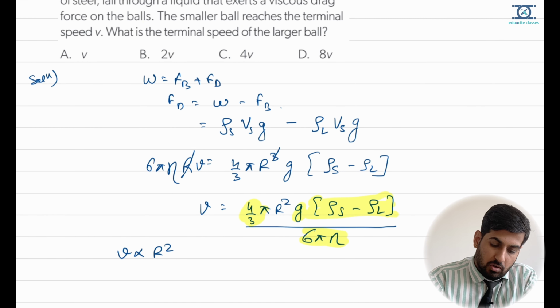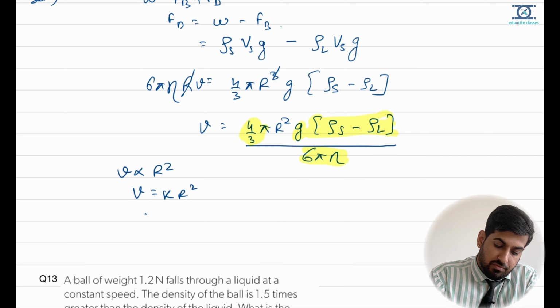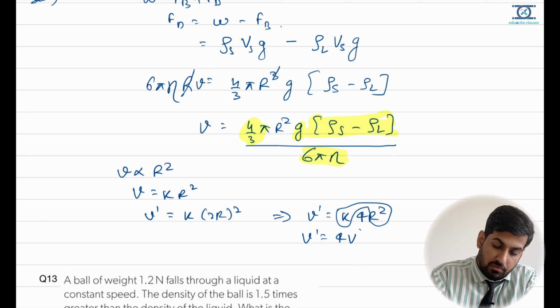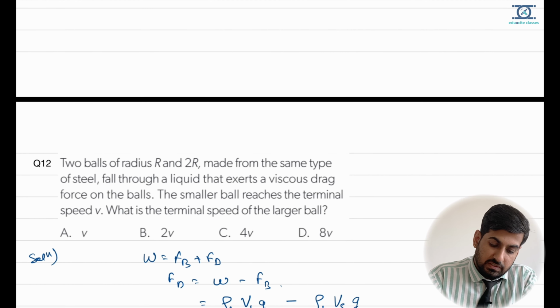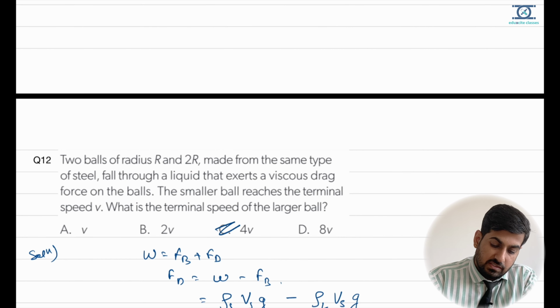So the second ball has double the radius. V is k r square, so V dash will be k times (2r) square. So this will give me V dash as k times 4 r square. So k r square is V, so V dash is 4 times V. So option C is the right answer. Okay, I hope you have understood this.